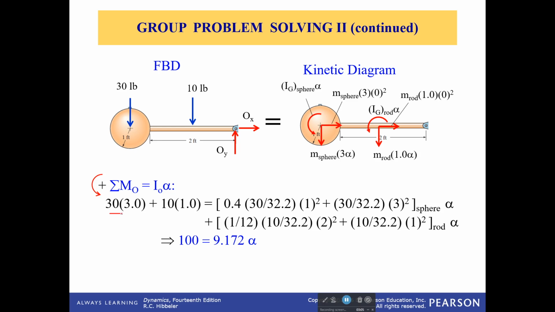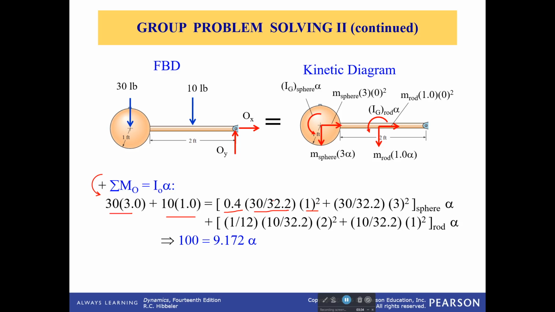So the weight of the sphere and the weight of the rod, they're causing the moment. But then their mass moment of inertia is kind of crazy. It's not terrible, but it looks pretty hard. So what am I dealing with here? Well, first off, you see this 0.4 times 30 over 32.2 times 1 squared. So what is this? What is going on here? Well, we've got to think about it a little bit.